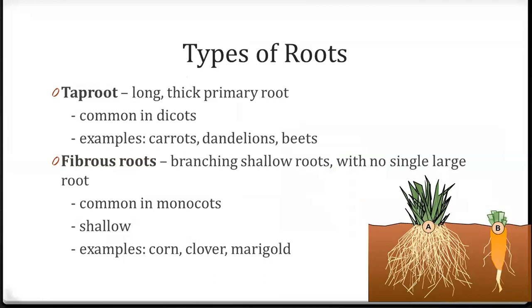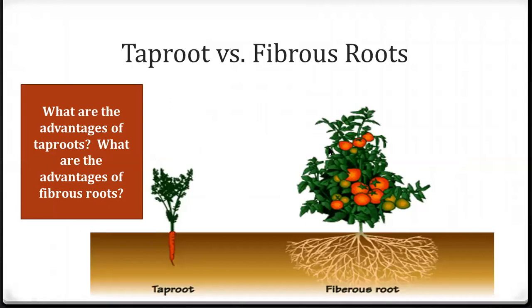There's two types of roots. One is a tap root, which is the long, thick primary root. That's common in dicots. So this is a picture of a taproot right here, letter B. The example you can probably always think of is a carrot. Fibrous roots are the other type of roots that branch out. They're shallow. They don't have one single root. This is a common type of root in monocots, and an example would be corn or like a flower. Okay, so again, just this picture of taproot versus a fibrous root.